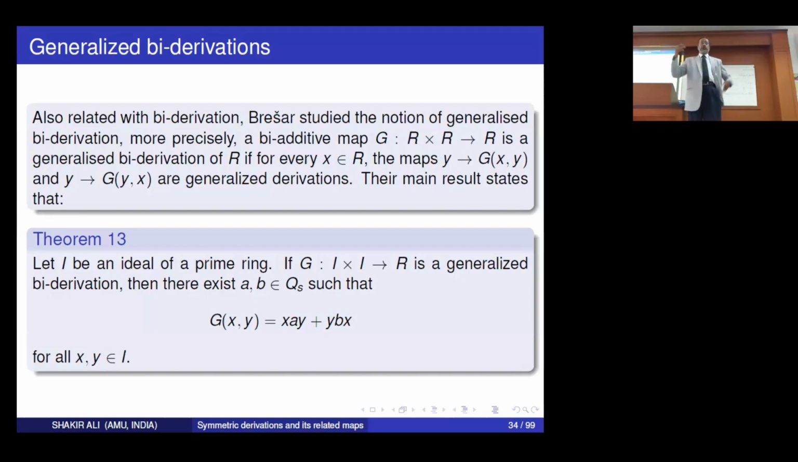So if you look at the connection between generalized biderivation and biderivation, of course every derivation is a biderivation, because you just take G the same as D. However, the reverse implication does not hold. That means there exist generalized biderivations which are not derivations. So this is the example you can quote: this is a generalized biderivation which is not a biderivation. You check yourself if somebody is interested in that.